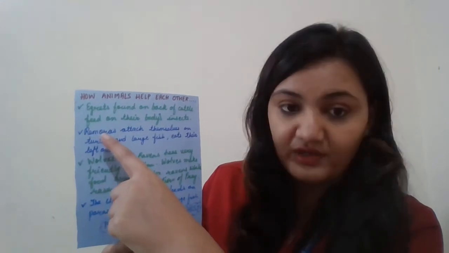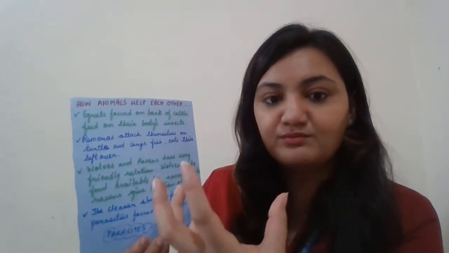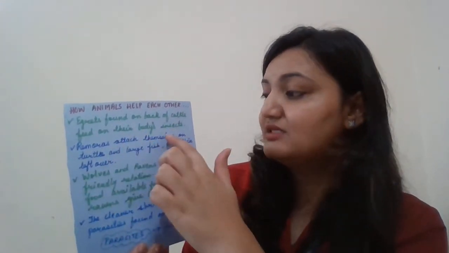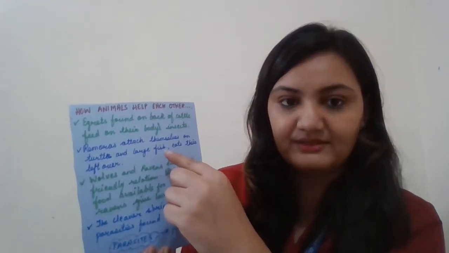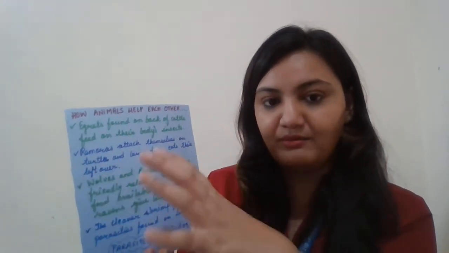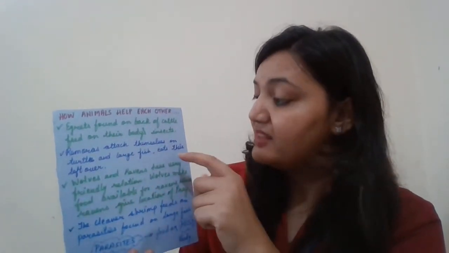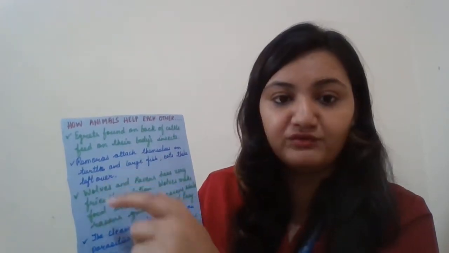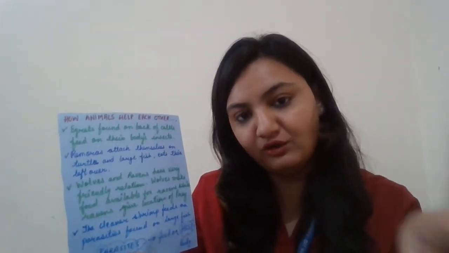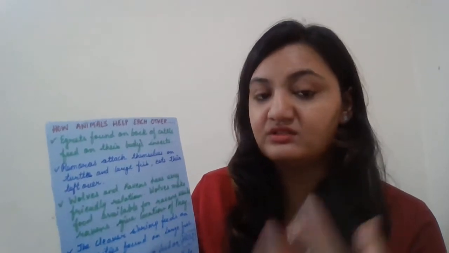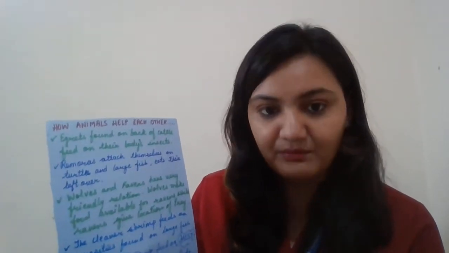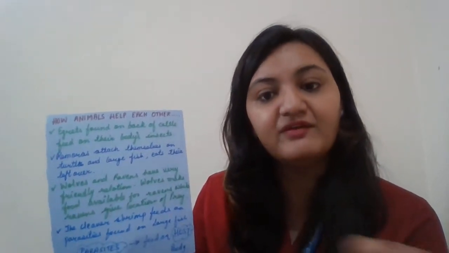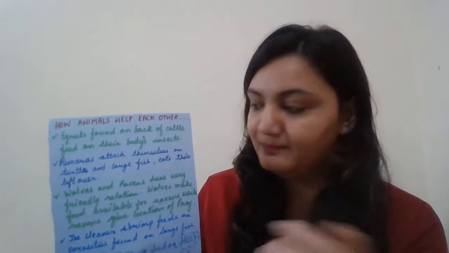Next is remoras. Remoras are small animals which attach themselves to turtles and large fishes. It's very clear that the remoras are inside water, right? Then they eat their leftovers. They are always on their head and on their body, and whatever the turtles and the large fishes leave behind after feeding themselves, remoras feed on it.